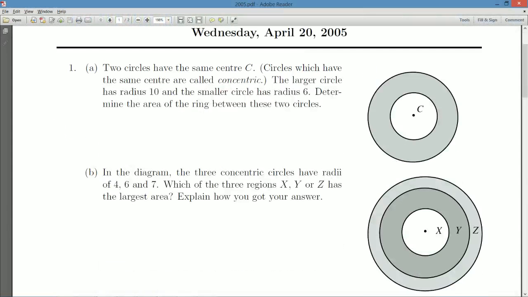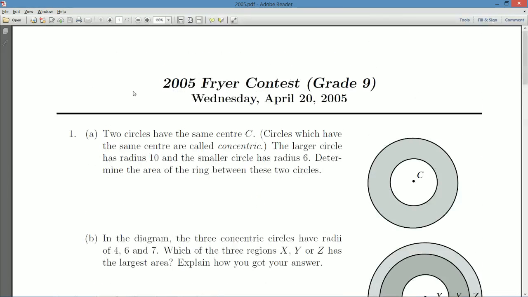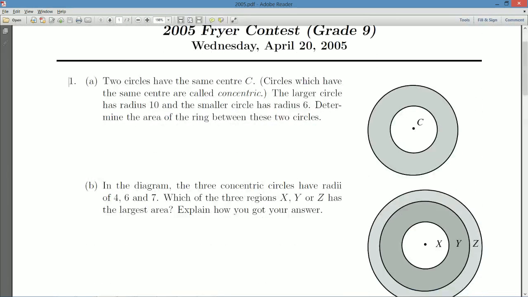2005 Fryer. It was written on Wednesday, April the 20th, 2005. Question number 1. Okay, it's got 3 parts, so we can just check that out right away. So, A part. 2 circles have the same center C. Circles that have the same center are called concentric. So that's basically like co meaning the same, centric meaning center, concentric. There's collinear as well, but concentric is the word. So they have the same center, they're concentric.